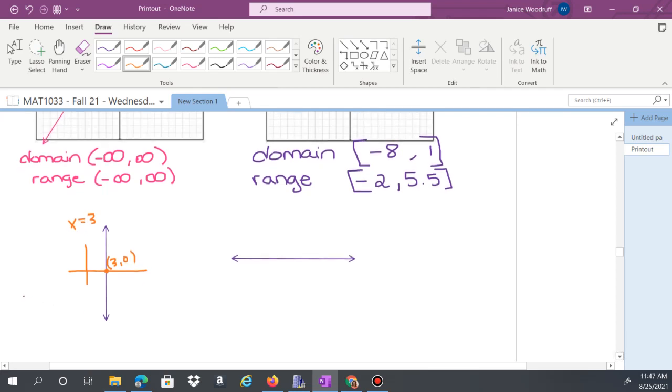For the domain in this case, I'm not going anywhere. I'm going left to right, so the domain is just a single value. What's that single value? It's just 3. So in this case, it's just bracket 3 because it is that single value. So it's not always going to be an interval. The case where it wouldn't be an interval is these horizontal and vertical lines. Now, what would the range be here? It goes up and down, right? All the way off the graph. So the range here is negative infinity to infinity.